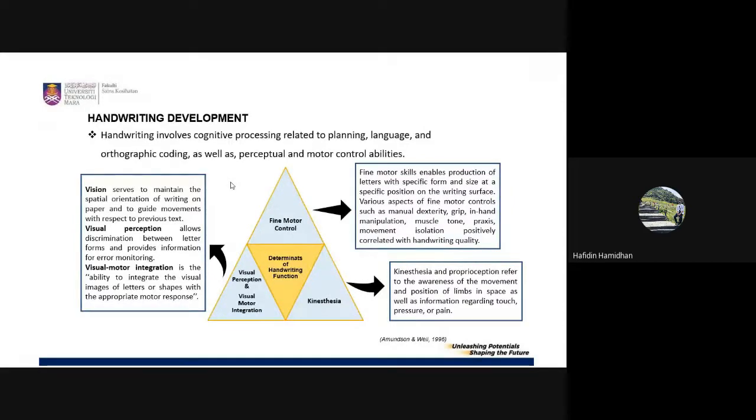Di samping itu, kanak-kanak yang ada masalah kinestesia dan proprioception ni, mereka berkemungkinan akan compensate dia punya handwriting dengan menggunakan inefficient grip pattern. Sepatutnya kanak-kanak tersebut perlulah menulis menggunakan tripod grip pattern, yang mana tripod grip pattern ni merupakan grip pattern yang paling ideal. Bila kanak-kanak tersebut menggunakan inefficient grip pattern, kanak-kanak tersebut akan produce excessive force sewaktu menulis dan seterusnya akan menyebabkan mereka cepat penat sewaktu melakukan aktiviti handwriting tersebut.